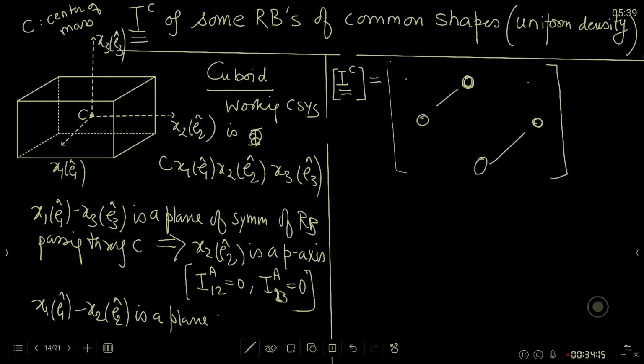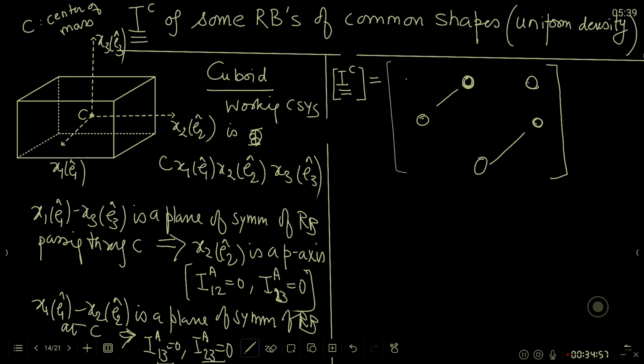At C, which implies that x3 e3 is a principal axis, or alternatively I can say that IA13 is 0 and IA23 is also 0. Right, x1 e1, x2 e2 is a plane of symmetry, which means x3 e3 is a principal axis, and since 3 is a principal axis, IA13 will be 0, IA23 will be 0. So IA13 is 0, and IA23 we have already, it's the same repeated conclusion, there is nothing new.